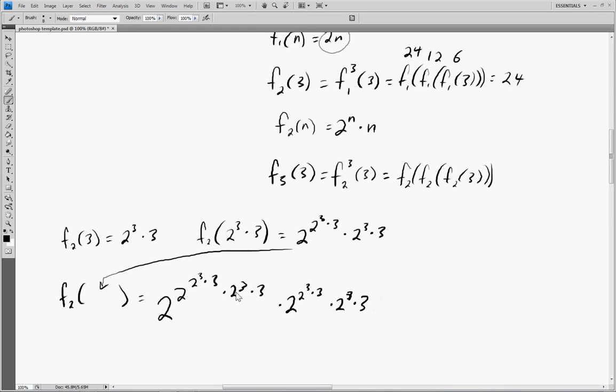So if we work this out a little bit, 2 to the power of 3 is 8 times 3 is equal to 24 or whatever. So we can write this out a little bit more simply. Let's turn all these 2 to the power of 3 times 3s into 24. So we actually have 2 to the power of 2 to the power of 24 times 24 times 2 to the 24 times 24.